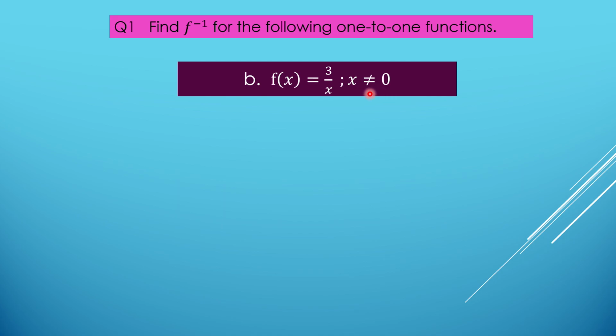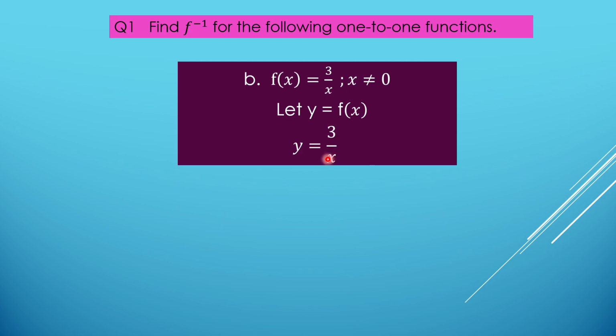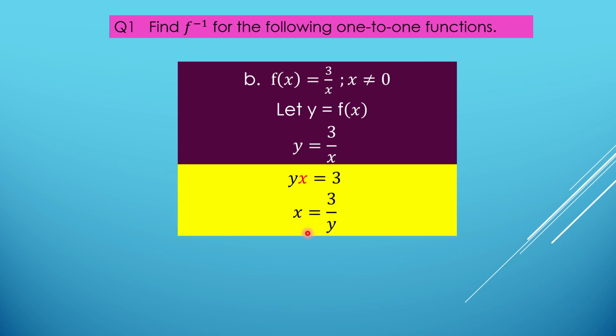Okay, so as the first step to find the inverse of f, let y equal f(x). So change the f(x) to y. Therefore, you have y equals 3 over x. Now you may cross multiply this, therefore you have yx equals 3. Remember, now we want x to be the subject. So x equals 3 over y.